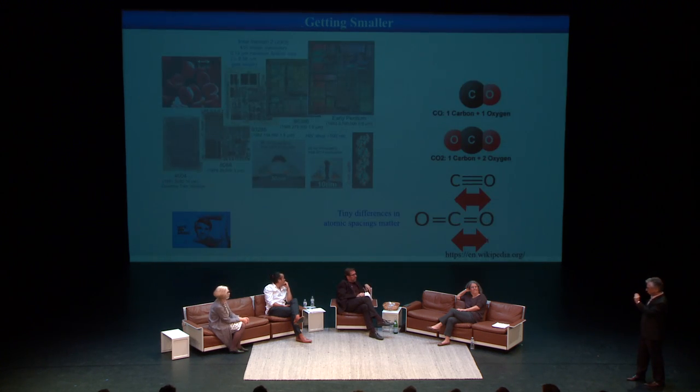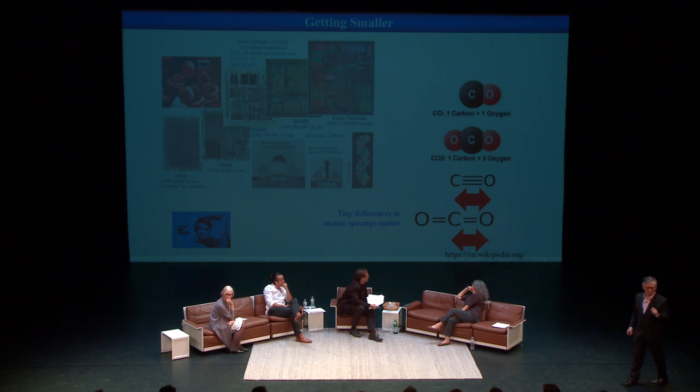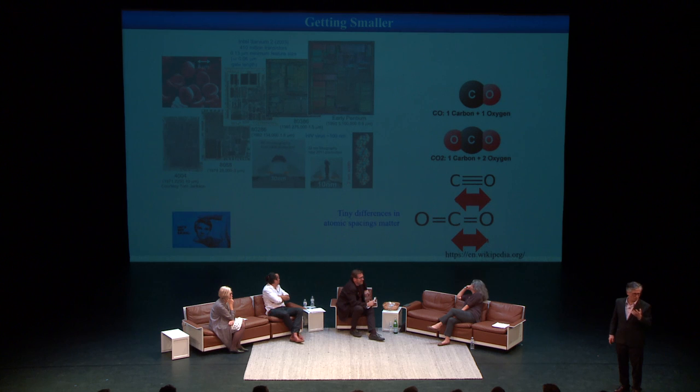Now, a little bit about how important space is. Carbon monoxide, the poison, was also isolated by Priestley. He didn't know it, but he did know that it was poisonous.